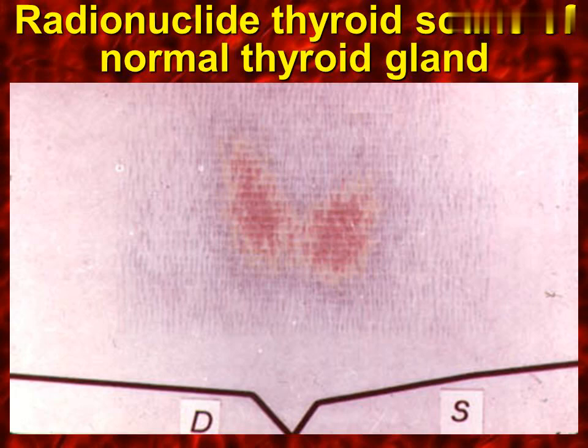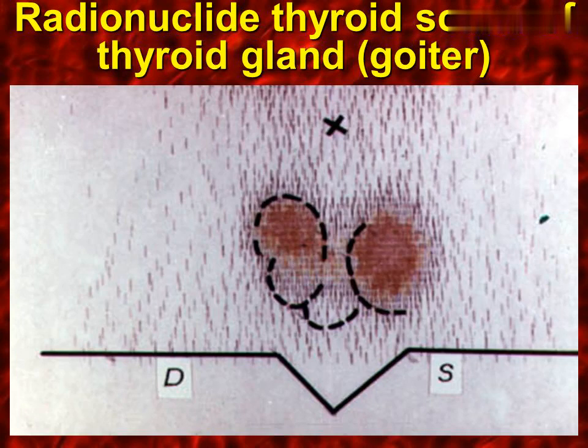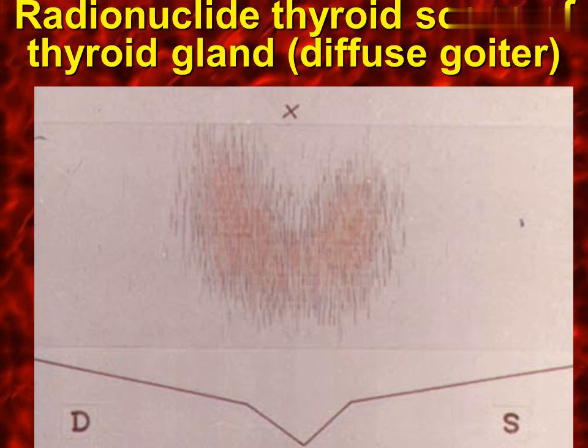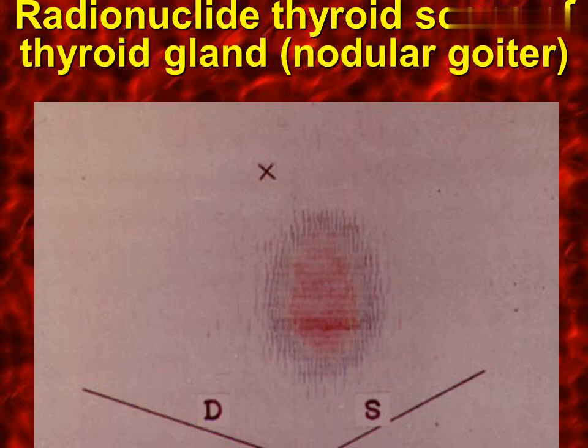Radionuclide thyroid scans of normal thyroid gland. Radionuclide thyroid scans of thyroid gland, goiter. Radionuclide thyroid scans of thyroid gland, diffuse goiter. Radionuclide thyroid scans of thyroid gland, nodular goiter.